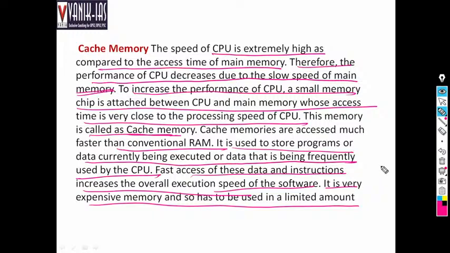So, the key points: first, it is attached to the CPU. Second, it increases the processing speed. Third, it is of high cost, and it facilitates faster access of the data. That is cache memory.